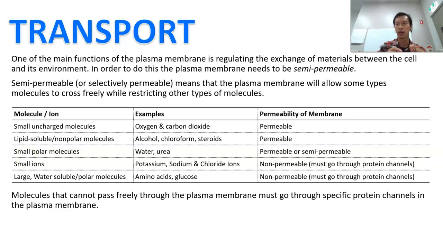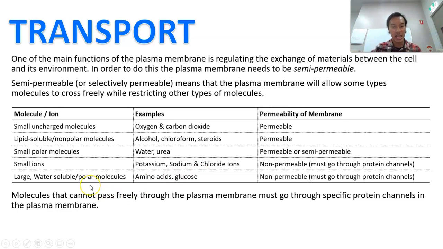Remember that polar quality being related to water and water solubility, like for example water and urea, that is going to only be semi-permeable or permeable depending on the level of water that your body wants to let through. Small ions like potassium, sodium, and chloride are non-permeable, meaning they can't pass through the plasma membrane, the phospholipid bilayer, and have to go through the protein channels, right?